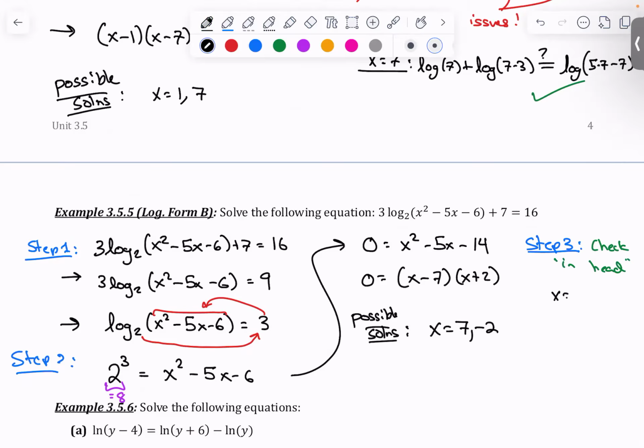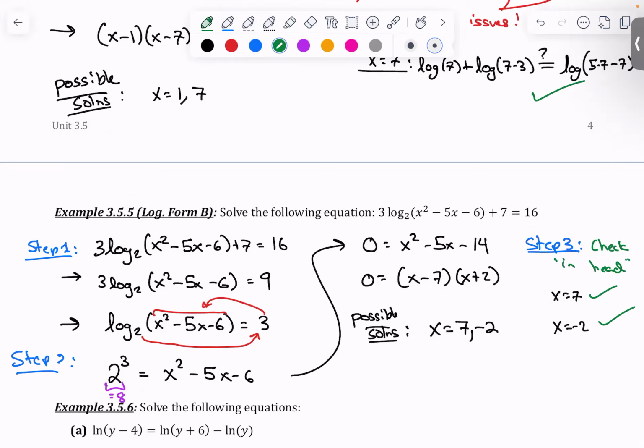If x is equal to 7, it ends up working. And if x is equal to negative 2, it ends up working. Now, what you're supposed to be doing in your head is, once again, as long as you're confident in your algebra that you did to factor and solve, all you need to do is make sure that when I plug in 7 into the logarithms, I get a positive number. When I plug in negative 2 into the logarithms, do I get a positive number?